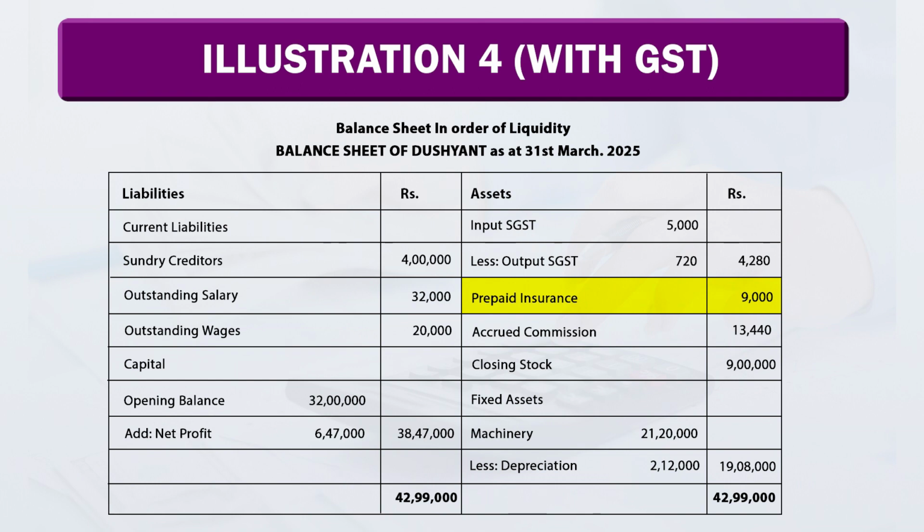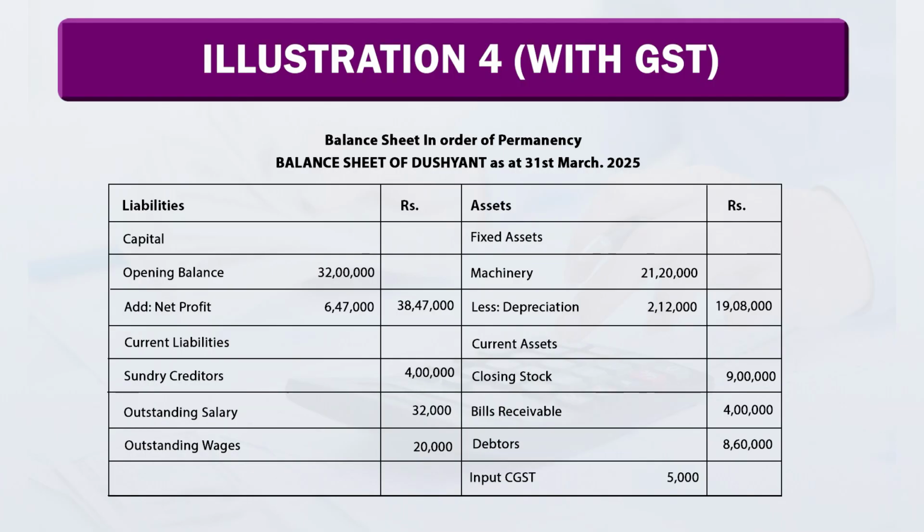Prepaid insurance 9,000. Accrued commission 13,440, closing stock 9 lakh, and then finally our fixed assets, machinery 21,20,000 minus depreciation 2,12,000, that comes to 19,08,000, and the total of the balance sheet of both the sides is 42,99,000. So, this was the balance sheet in order of liquidity. Now, we will see the balance sheet in the order of permanency.